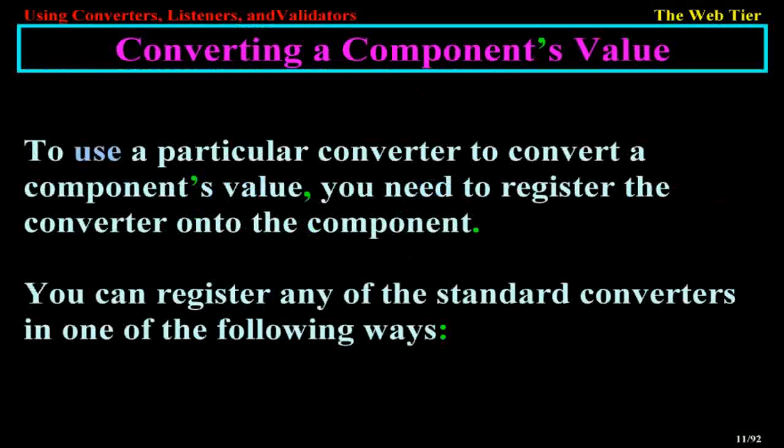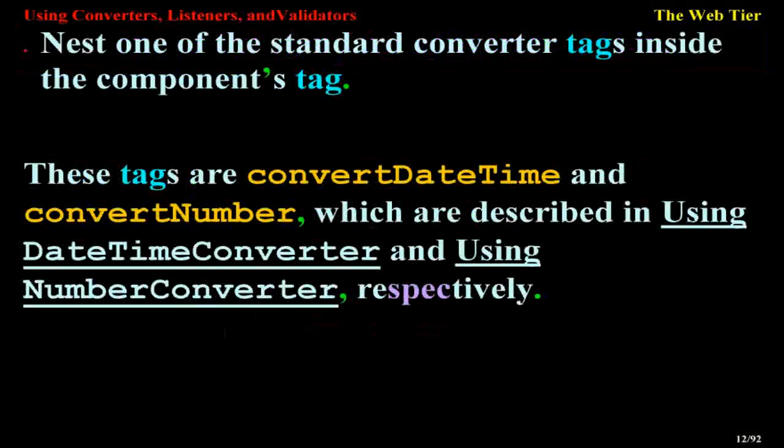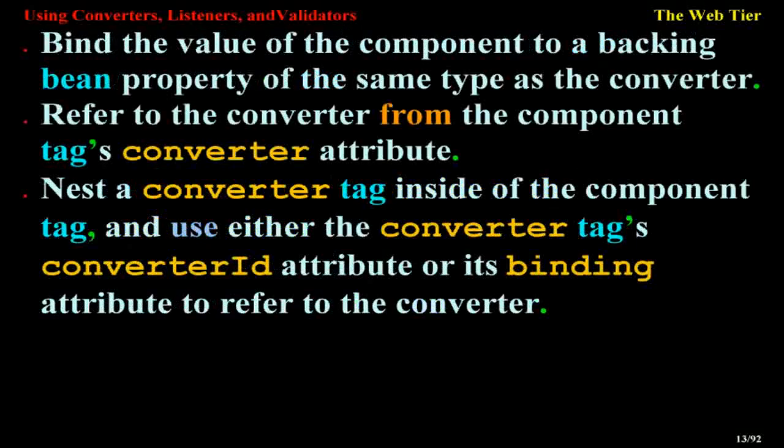Converting a component's value. To use a particular converter to convert a component's value, you need to register the converter onto the component. You can register any of the standard converters in one of the following ways. Nest one of the standard converter tags inside the component's tag. These tags are convertDateTime and convertNumber, which are described in Using DateTimeConverter and Using NumberConverter, respectively. Bind the value of the component to a backing bean property of the same type as the converter. Refer to the converter from the component tag's converter attribute. Nest a converter tag inside of the component tag, and use either the converter tag's converterId attribute or its binding attribute to refer to the converter.